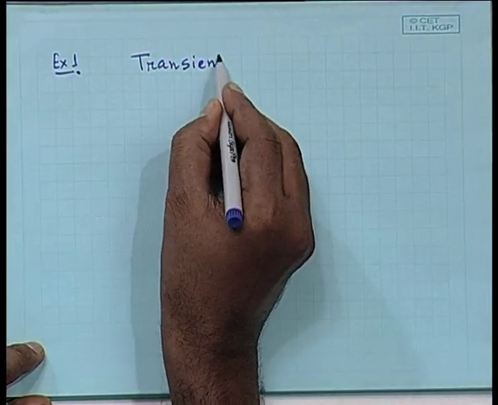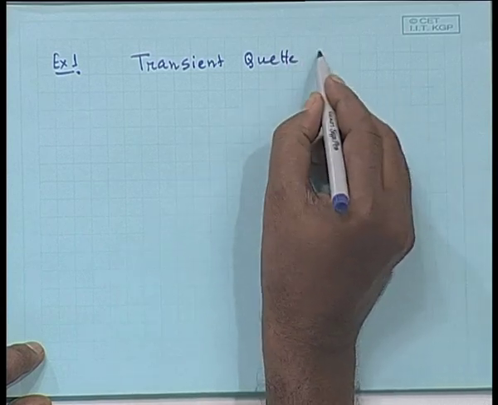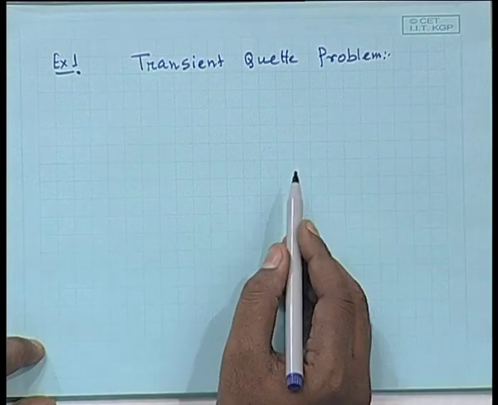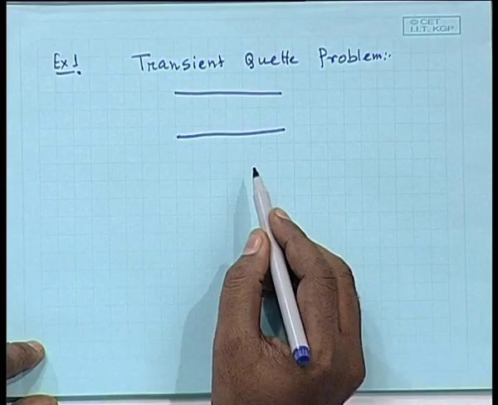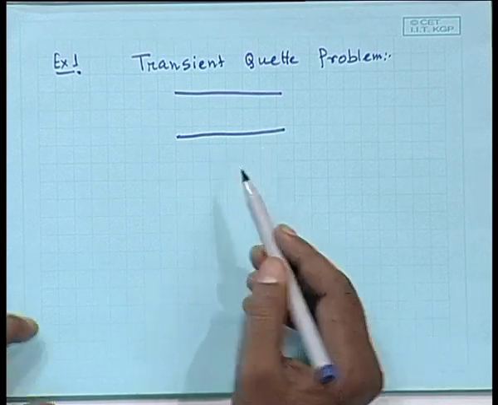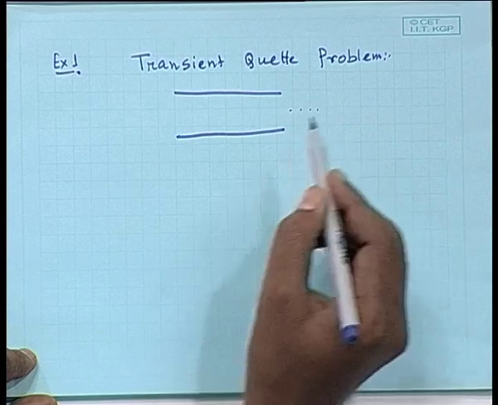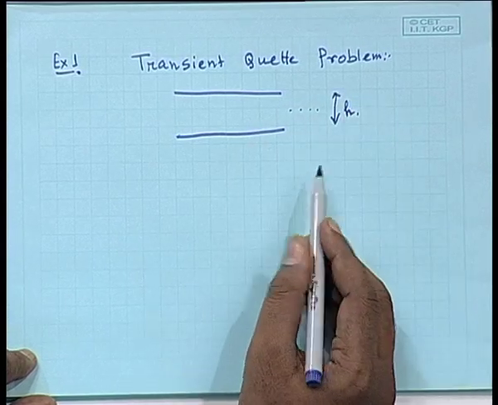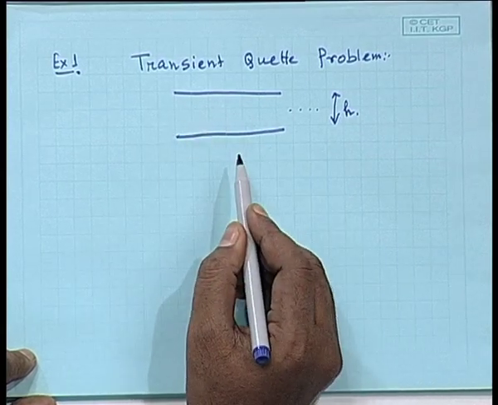Transient Couette problem. The system is something like this. You have a thin channel, a rectangular cross section, or it may be a pipe as well. For this particular problem, it is a rectangular channel of height h, and there is a fluid stationary at time t equal to 0.